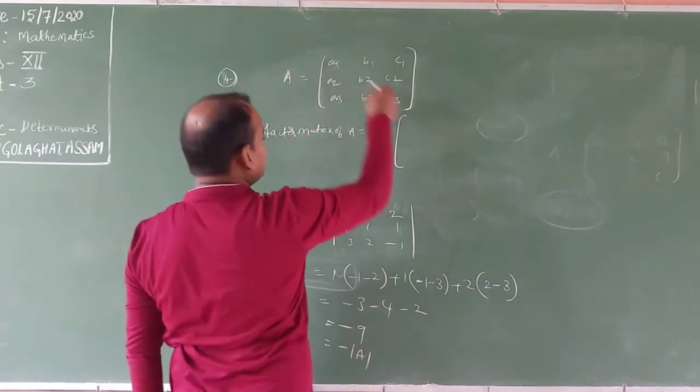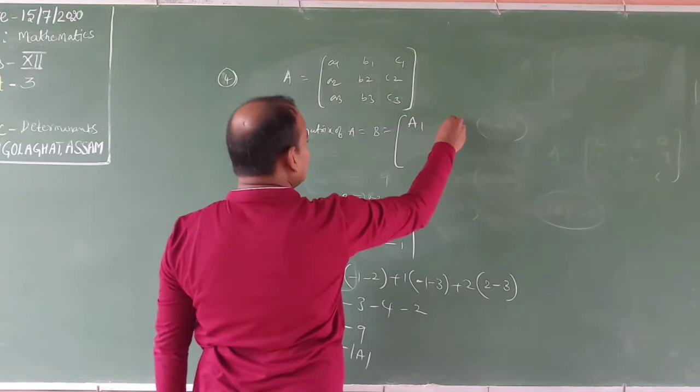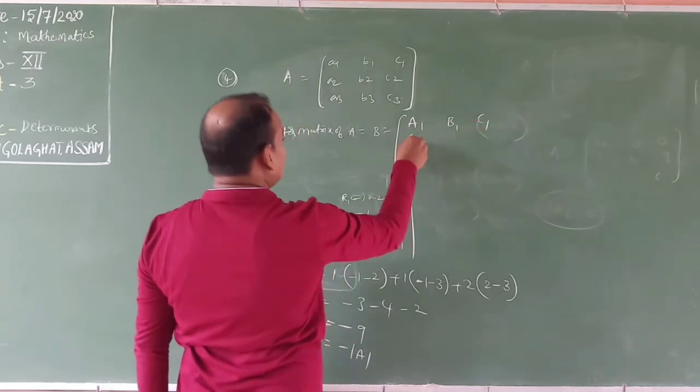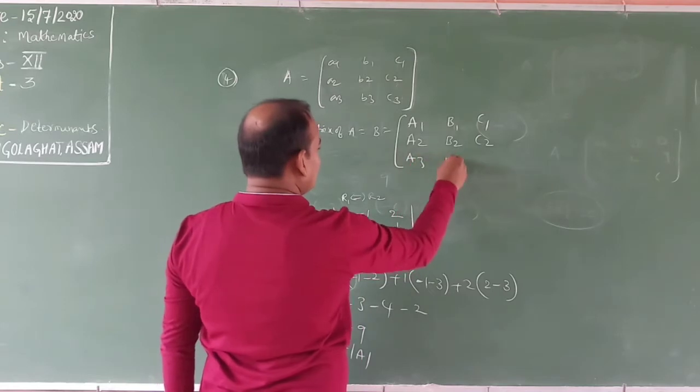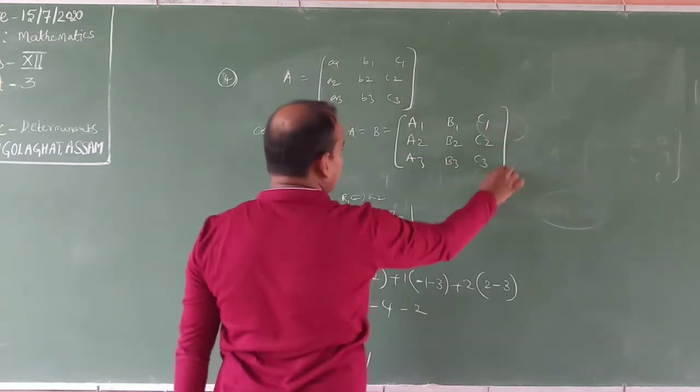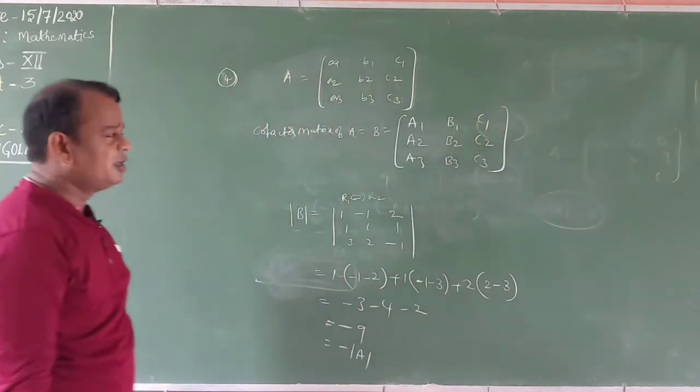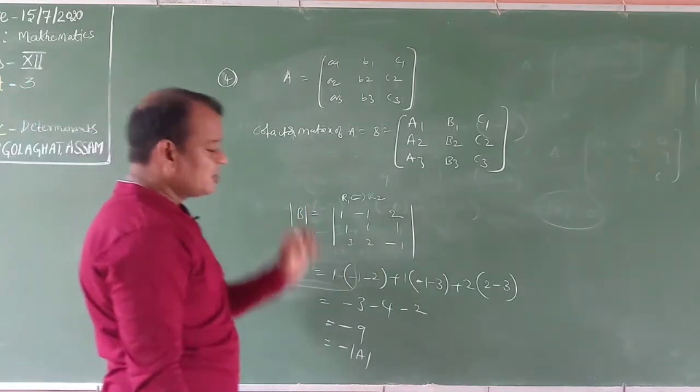Okay. Now the cofactor of A1 is A1, B1, C1, A2, B2, C2, A3, B3, C3. You know the values of capital A1, B1, C1, A2, B2, C2, A3, B3, C3. This is the cofactor matrix.